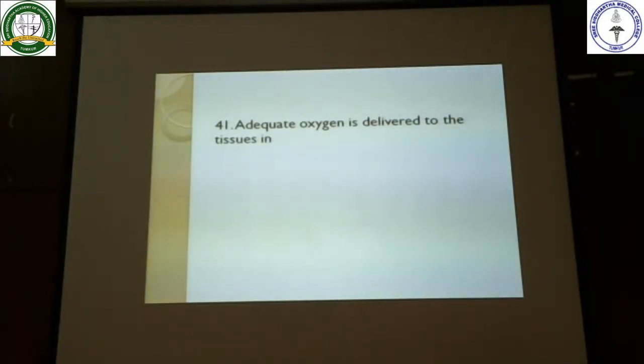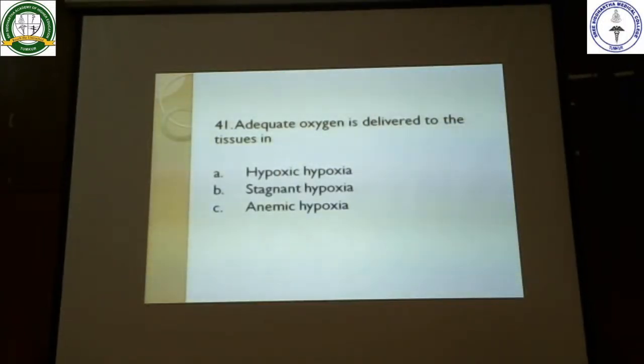Adequate oxygen is delivered to the tissue in which type of hypoxia? Hypoxic hypoxia, stagnant hypoxia, anemic hypoxia, or histotoxic hypoxia. As I told before, you need the normal partial pressure of oxygen for the delivery of oxygen to the tissue, and you should have normal hemoglobin, and normal blood circulation, and the tissue should be normal. So they have asked adequate oxygen is delivered to the tissue. So the first three things should be correct.